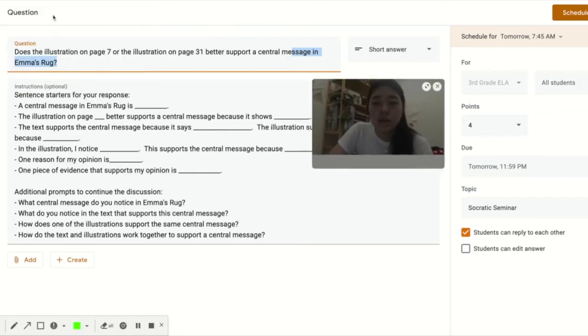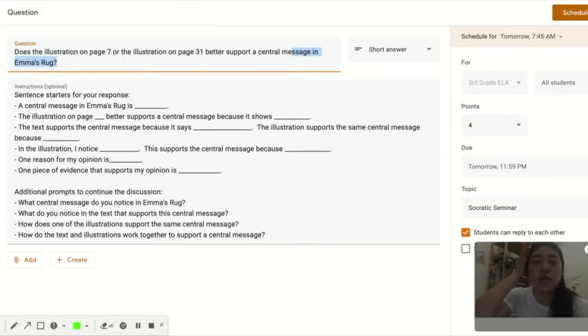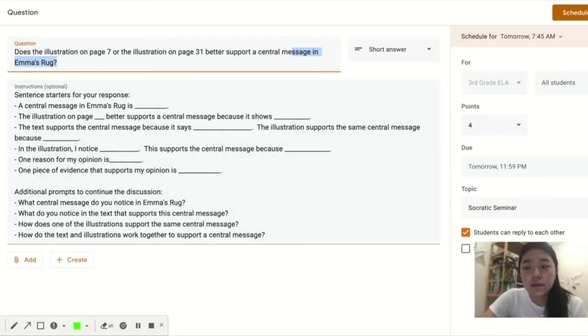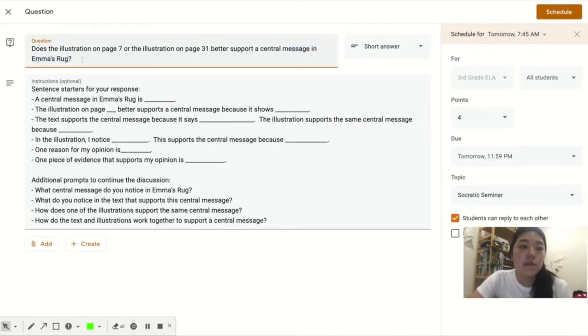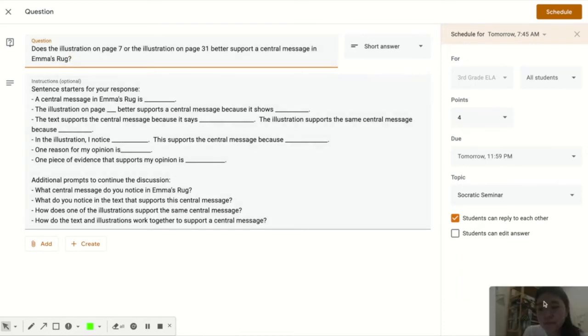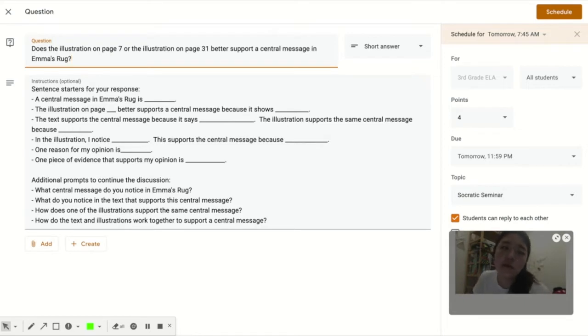All right, so here is your second part of today's classwork, which is your Socratic seminar. The prompt that you need to make sure you answer is this: does the illustration on page 7 or the illustration on page 31 better support a central message in Emma's Rug? I want you to tell me which one you think better supports it. I'll have those two illustrations attached to this prompt so that you can see the two different illustrations I'm referring to.